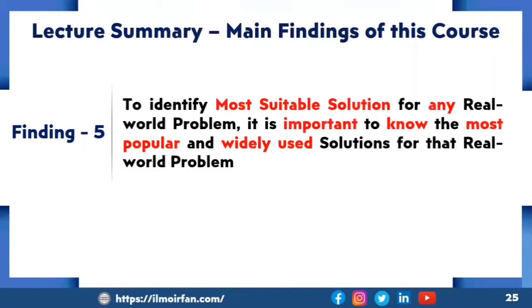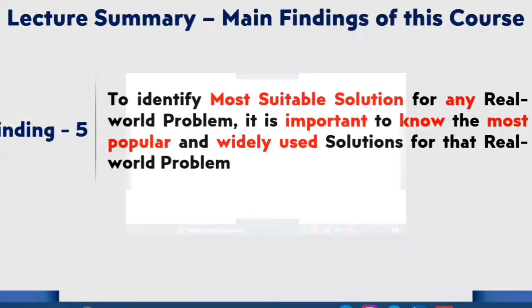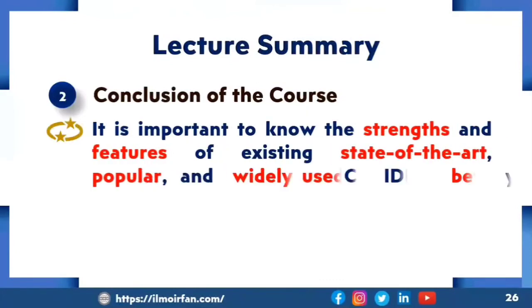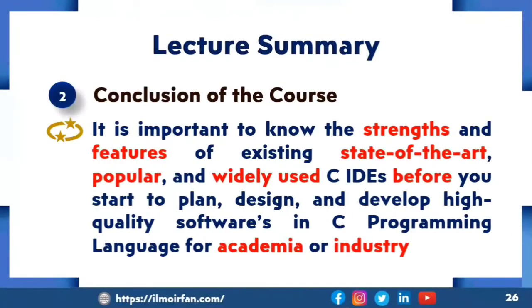Finding 5 is to identify the most suitable solution for any real world problem. It is important to know the most important, popular, and widely used solutions for real world problems. After that, I presented the conclusion of the course. It is important to know the strengths and features of existing state-of-the-art, popular, and widely used CIDEs before you start to plan, design, and develop high-quality software in the C programming language for academia or industry.